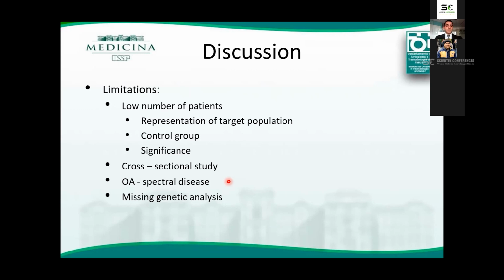As this study has a cross-sectional character, it is not possible to determine a definitive cause and effect relationship. Plus, the fact that osteoarthritis is a spectral disease with varied clinical and radiological presentations is an important limitation for the study too. However, it's well known that the observed events and morphological changes may lead to progressive articular surface damage, resulting in post-traumatic OA. And another limitation of the study is the missing genetic analysis of the specimens.